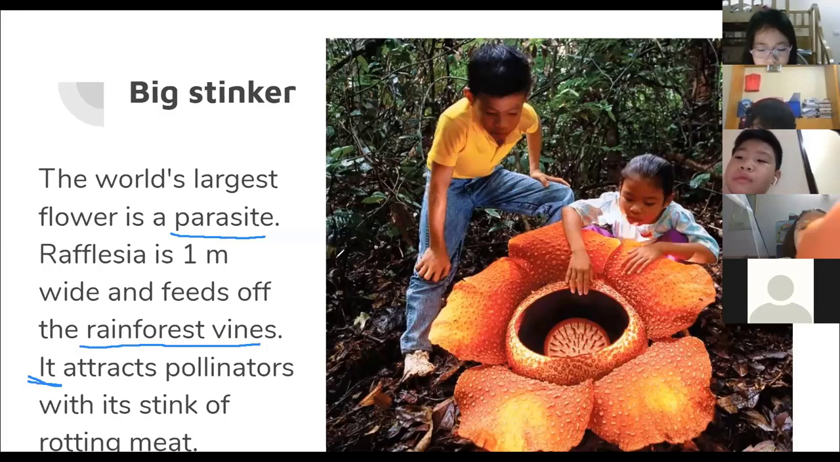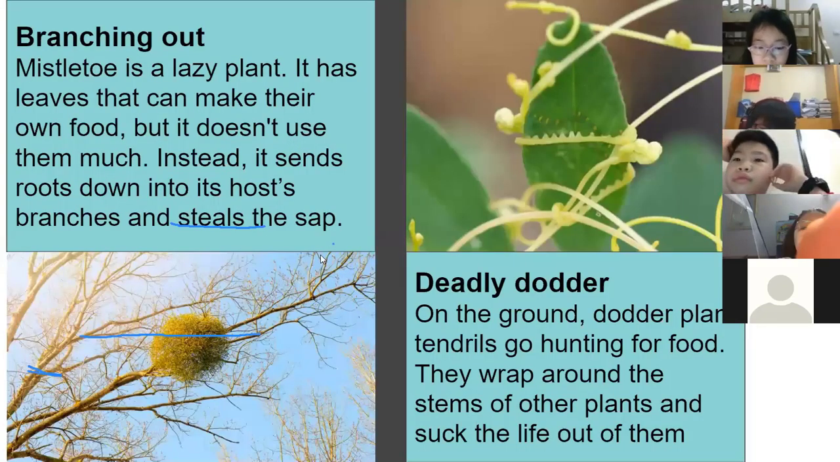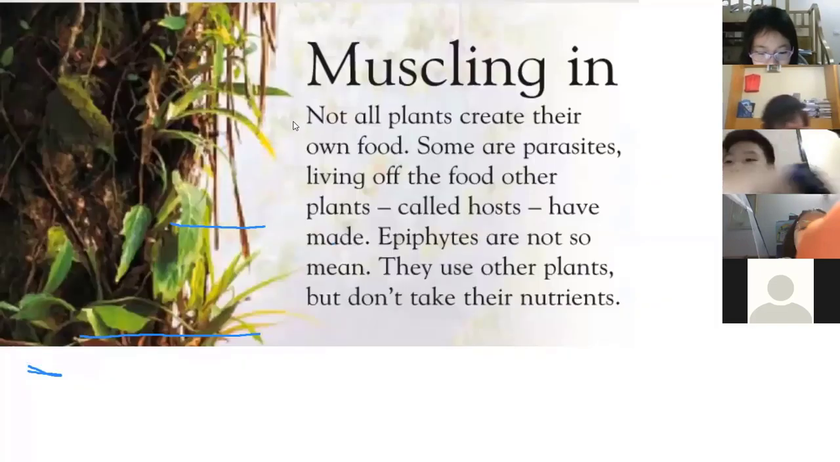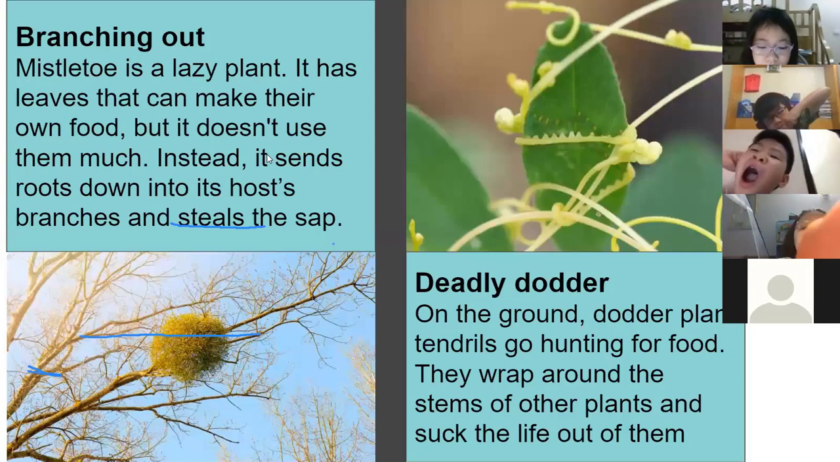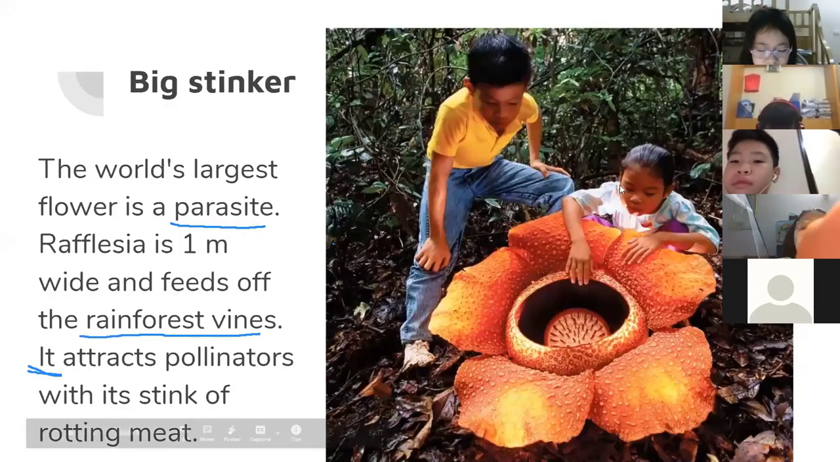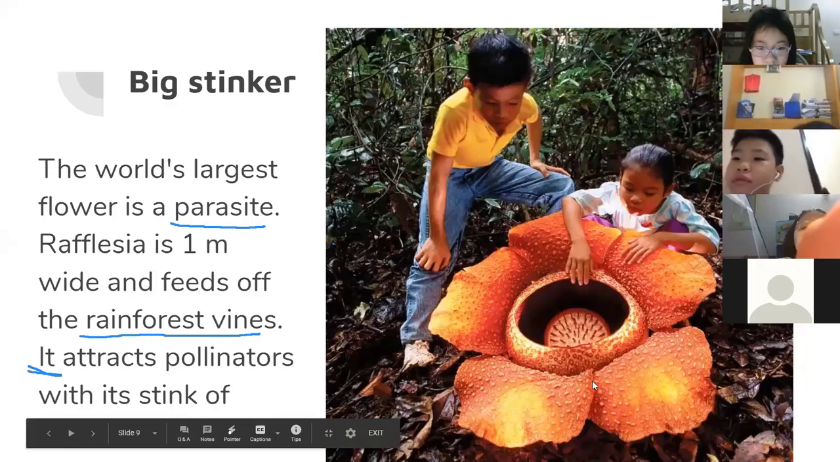And that's one thing you guys should notice. All these parasites, all of them, the mistletoe, the deadly dodder. All these plants are parasites, but they still need to do the same thing as other plants. They can still take the water, they can still take nutrients, but they still have to reproduce. They still have to be pollinated. Okay? So that's why even parasites have flowers.